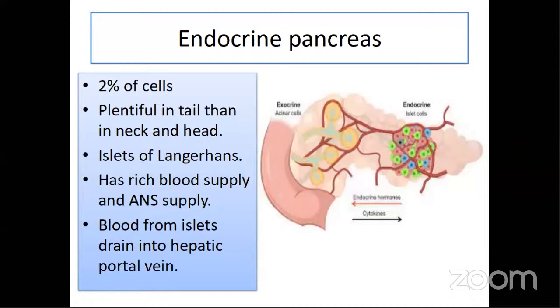So the hormones of the pancreas will directly reach the liver first. Understood? So that it ensures a high availability of these hormones within the liver. Okay, so that is the importance of that sentence. That is, blood from the islets will directly drain into the hepatic portal vein. Okay, so shall I go to the next slide?